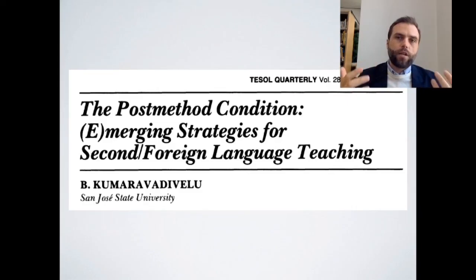texts that helped to kind of solidify this new idea is called The Post-Method Condition: Emerging Strategies for Second and Foreign Language Teaching. And this really quite seminal paper by Kumaravadivelu suggested that actually the way that we look at methods is wrong, and methods don't come from experts. Methods come from teachers, and teachers do whatever they want to do in the classroom. They find the mix of methods that works for them based on the context, based on the learners, based on their ideas about teaching and learning.